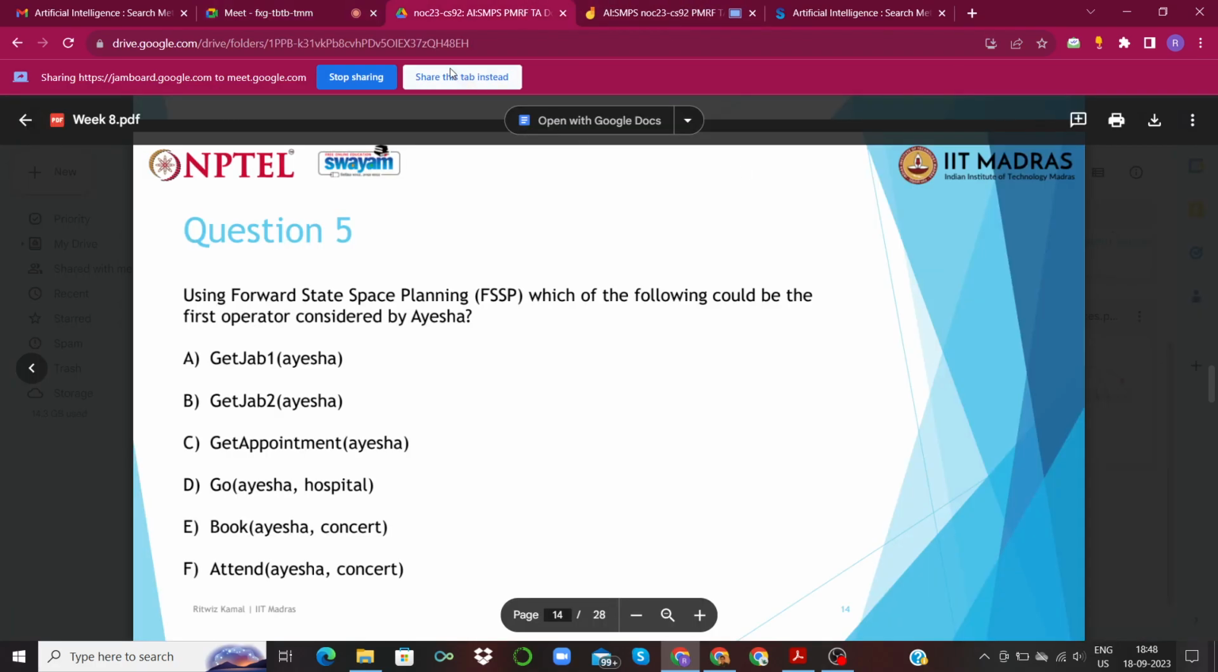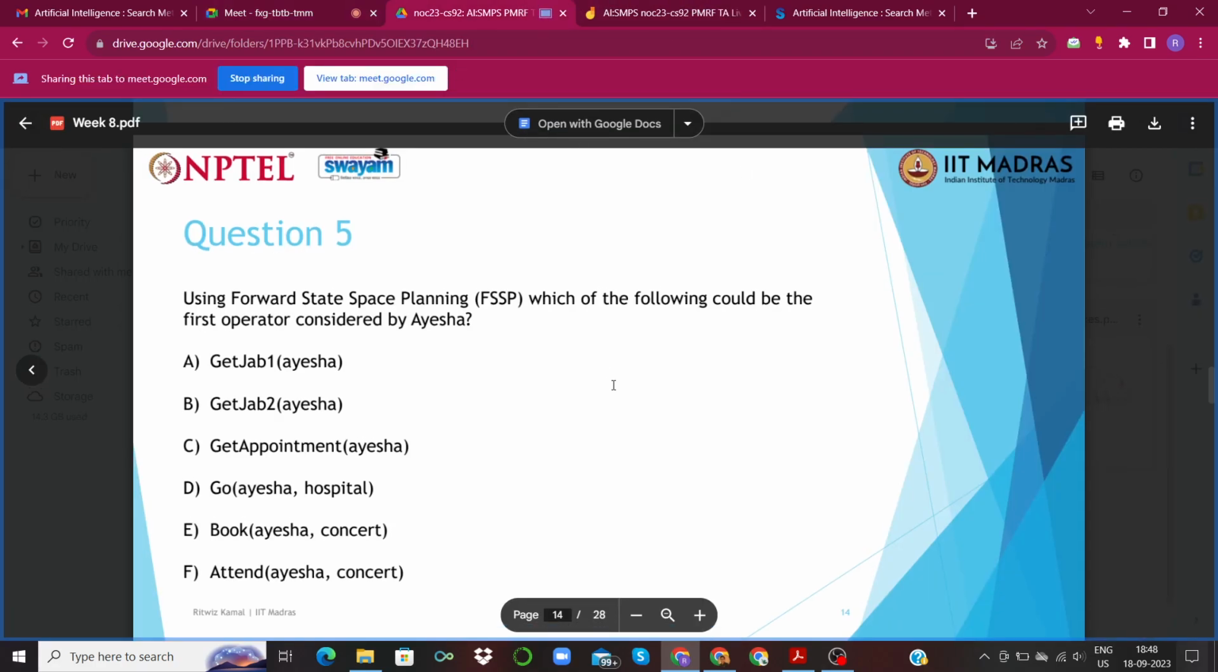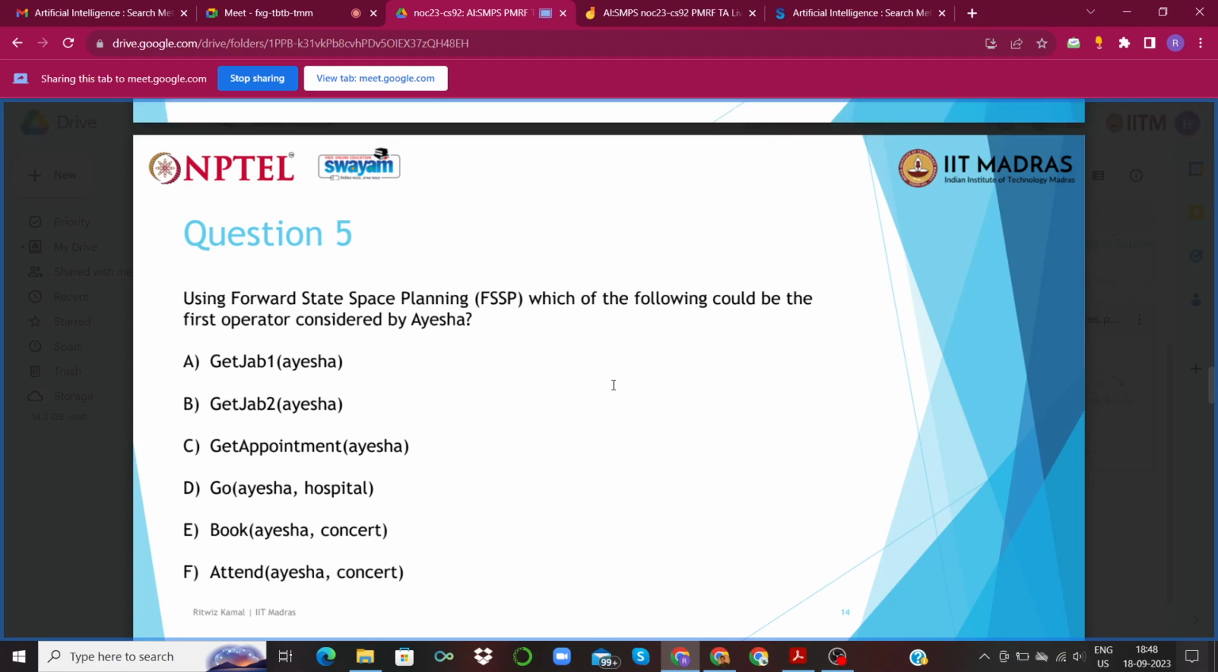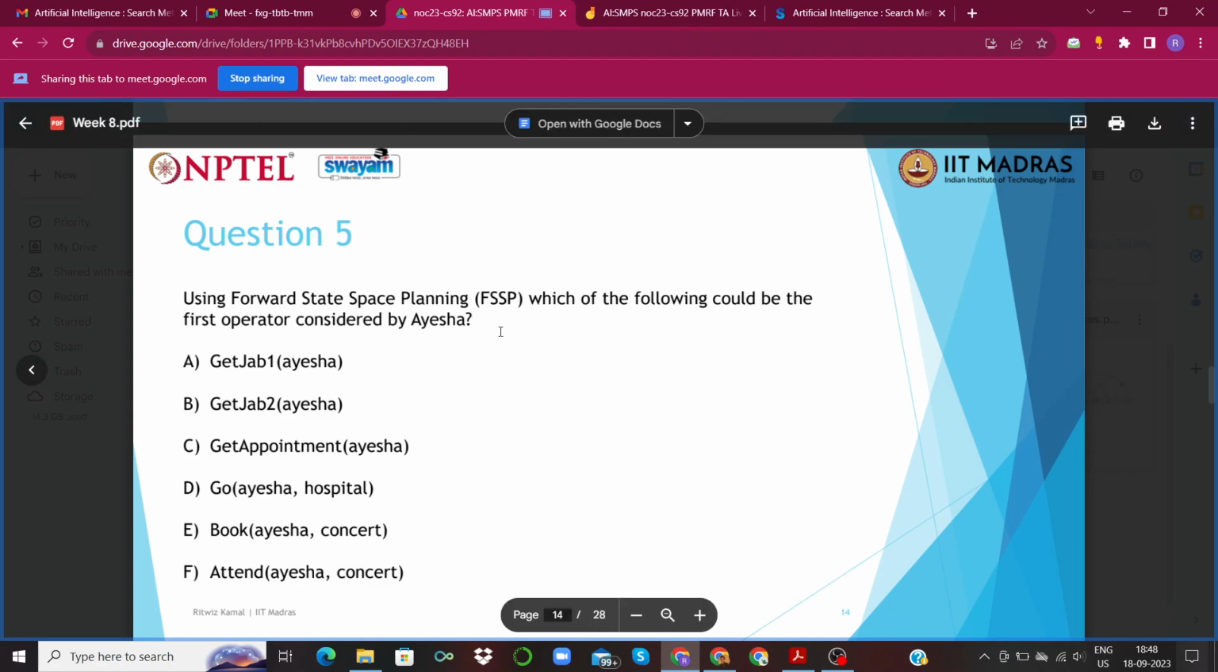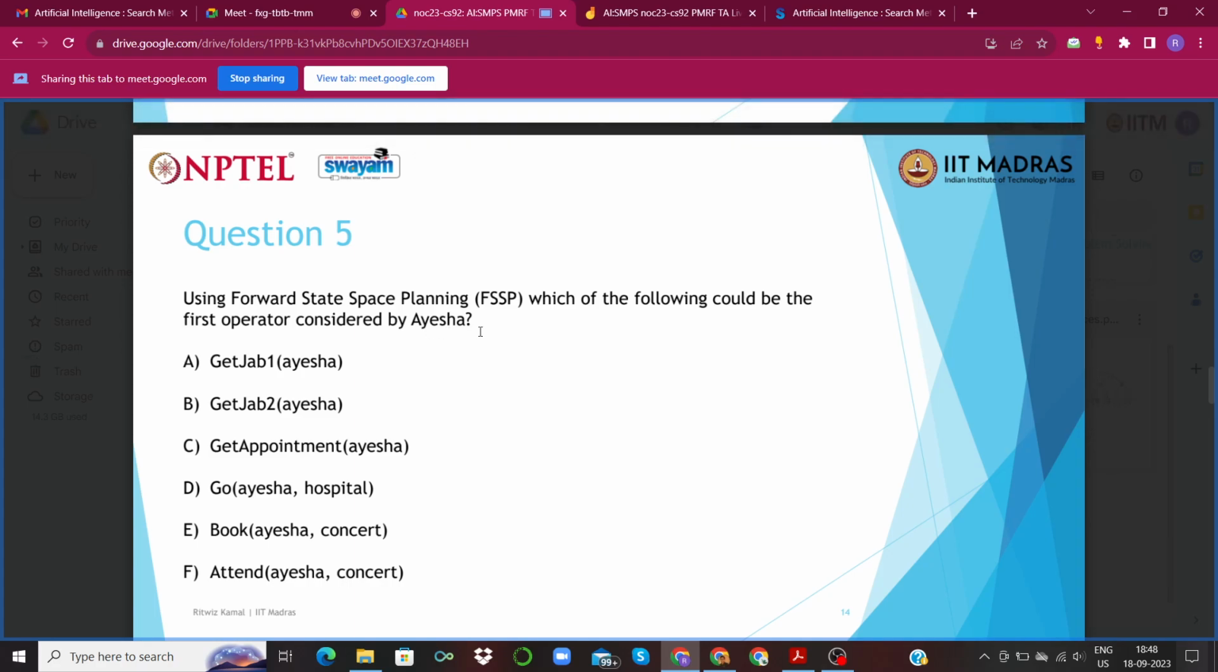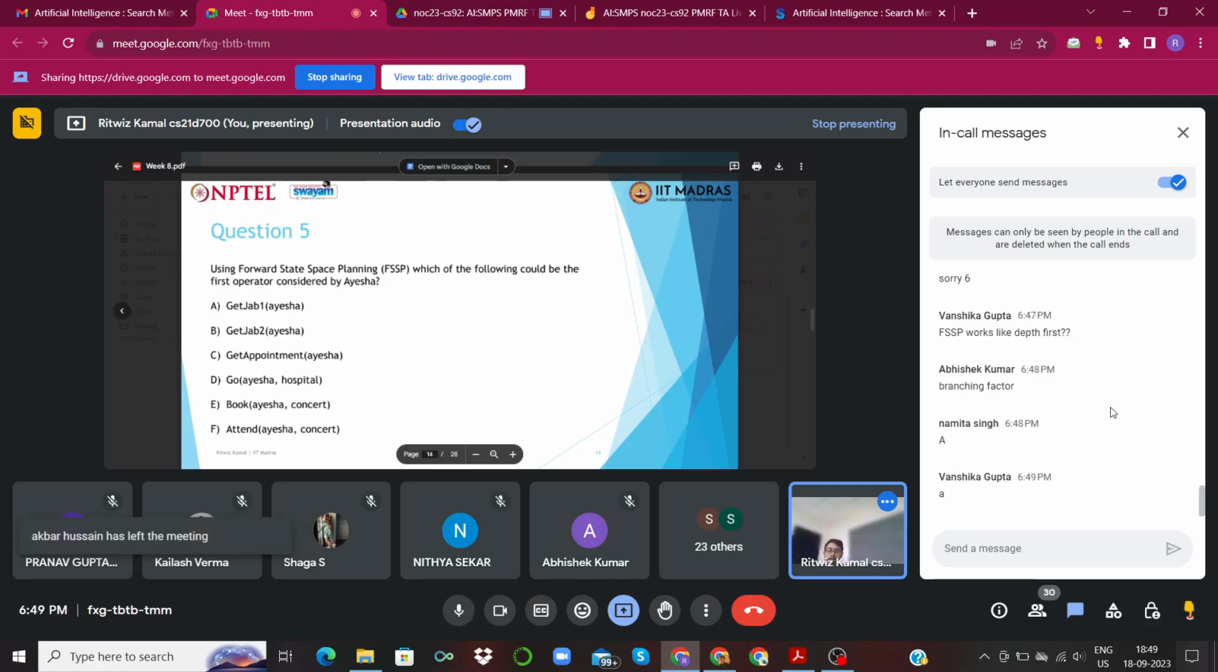And so given that idea of forward state space planning, which of the following do you think could be the first operator that can be considered by Aisha for her plan? Okay, so remember the keyword here is considered, not applied in the optimal plan. Okay, so based on that, you can have a look at the options and see which of them could be the answer or answers in this case. I'll give you a couple of minutes and then we can have a look at the solution.